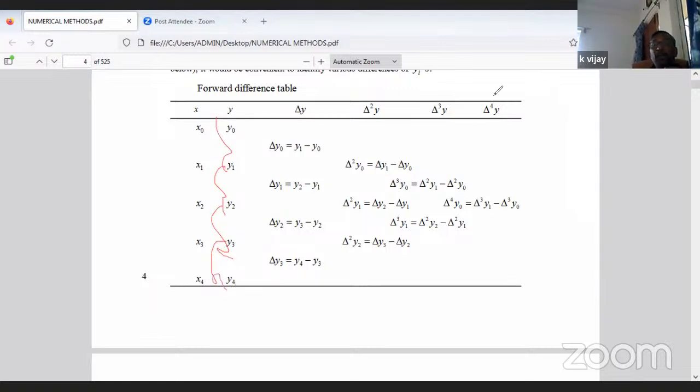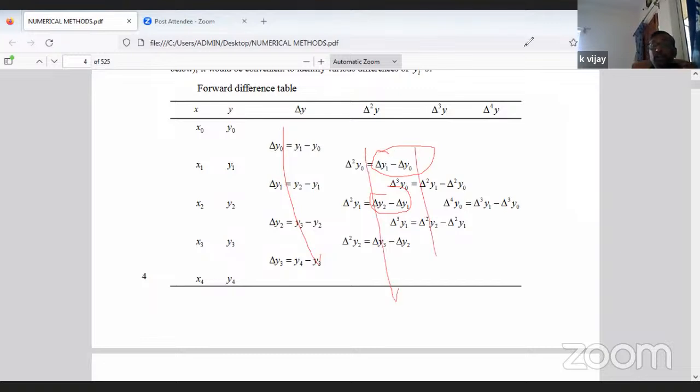Again, I am clearing this. See here, del y0, del y1, del y2. So this is the del square. Del square y0 means del y1 minus del y0. Then del square y1 means del y2 minus del y1, and del square y2 means del y3 minus del y2. Then del cube y0 means del square y1 minus del square y0, and del cube y1 means del square y2 minus del square y1. So this is the delta function, this is del square, then del cube.